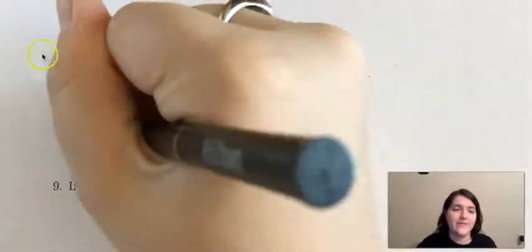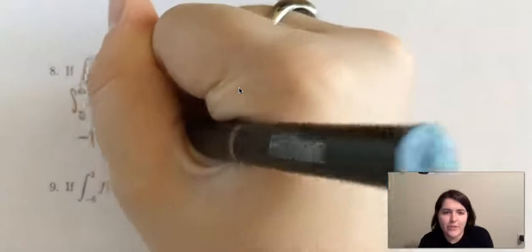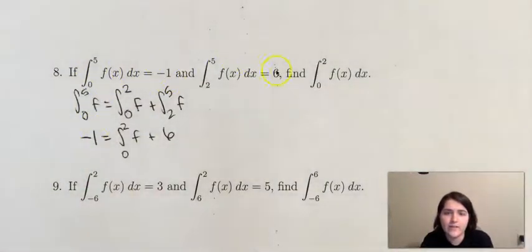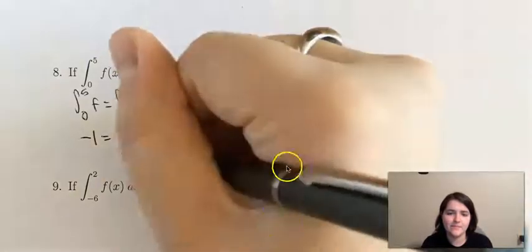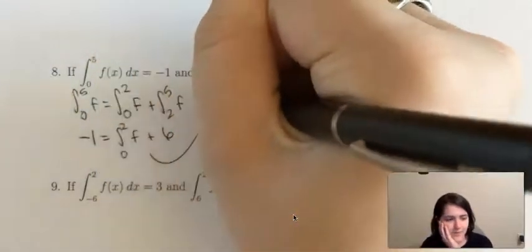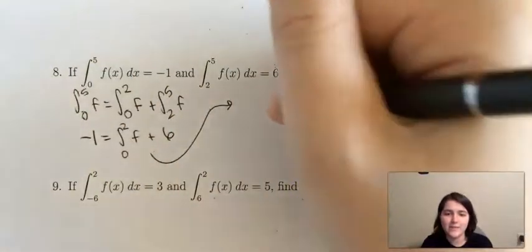So basically we have this setup that I was talking about before, and now we're just going to plug in the givens. Here's our given, that equals -1, this equals 6. This is what I'm saying where it's more algebraic, because now we're going to subtract the 6 so that we can solve for this integral specifically. So, subtracting the 6, -1 minus 6 is -7. That's what it's equal to.